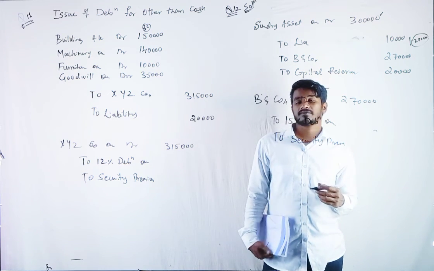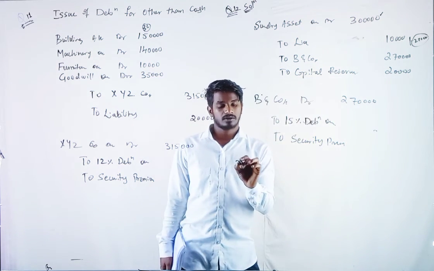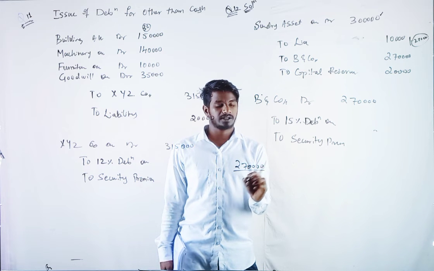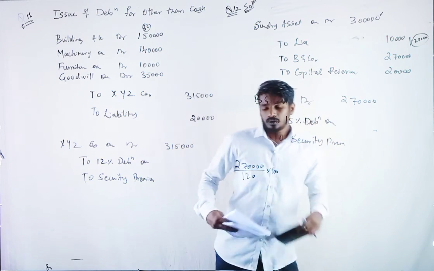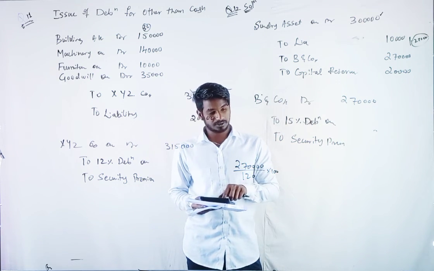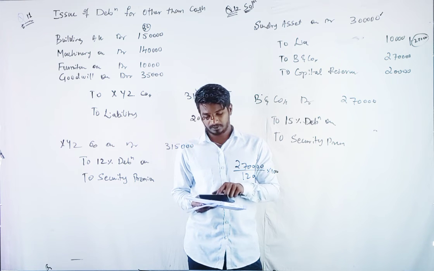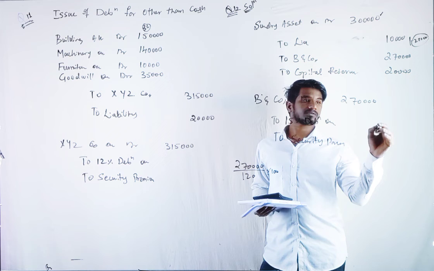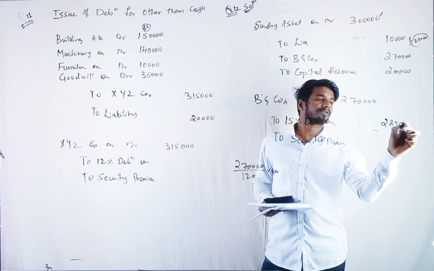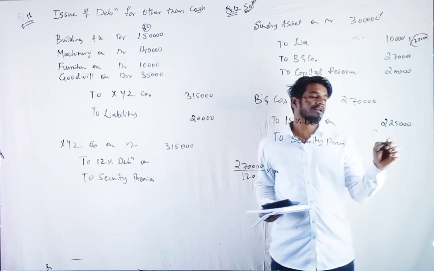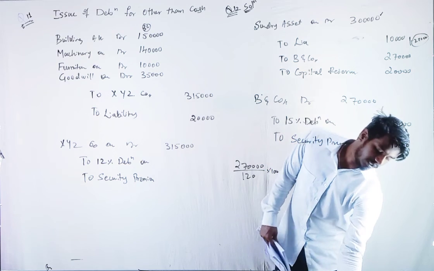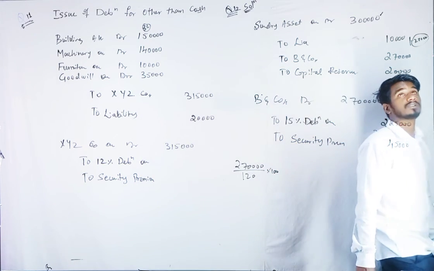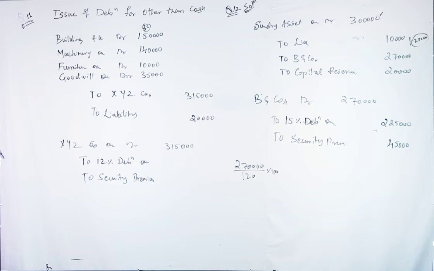And again we should calculate: 2,70,000 divided by 120 into face value 100, which is 2,25,000. That goes to the debenture account, and the remaining 45,000 is the security premium. Did you understand? Take down both the solutions. We'll move on to the next question.